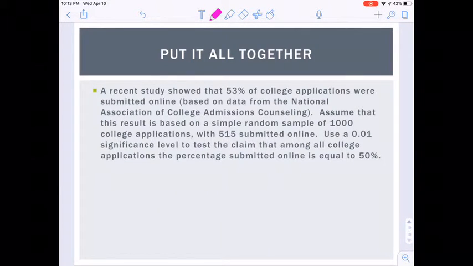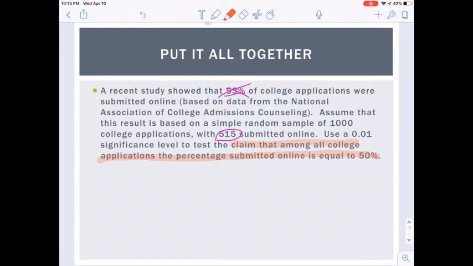Okay, so let's focus on the claim, because the data here is a little weird, that this is saying 53% and then we have 515. Well, I'm not even worried about this. I'm going to focus on what the claim is. The claim says it's equal to 50%.